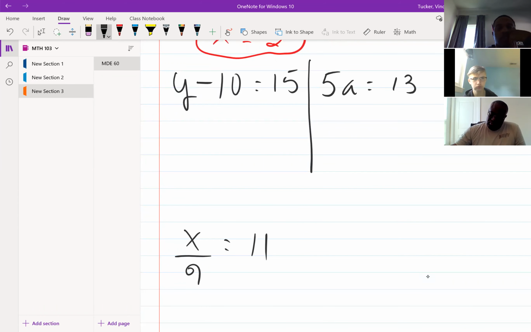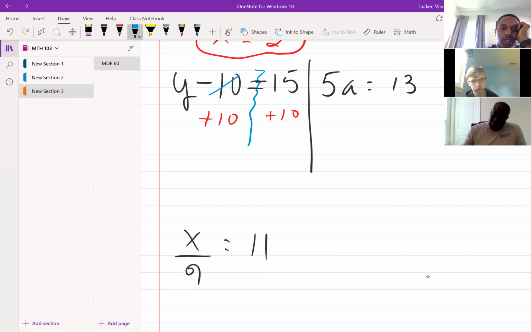Okay, so for this next one, we have y minus 10 equal to 15. So we want to undo the subtraction of 10. So we will add 10 to both sides of our equation. Remember, once again, the equal sign is what sets up the sides of our equation. So we're talking about right and left side of our equal sign. 10 cancels on the left, leaving you with just y. 15 plus 10 is 25.